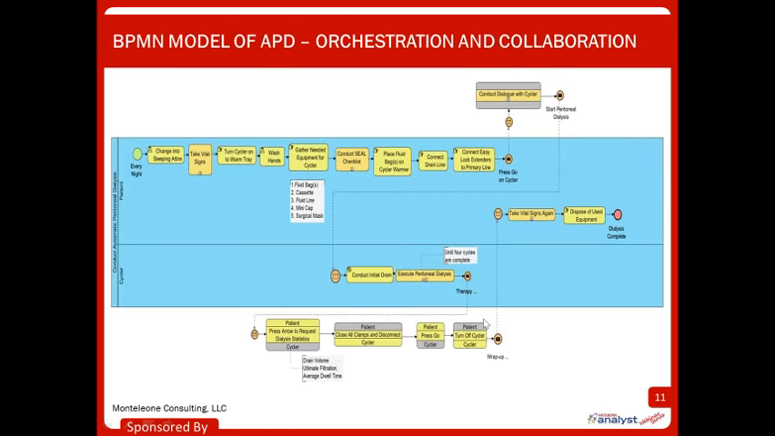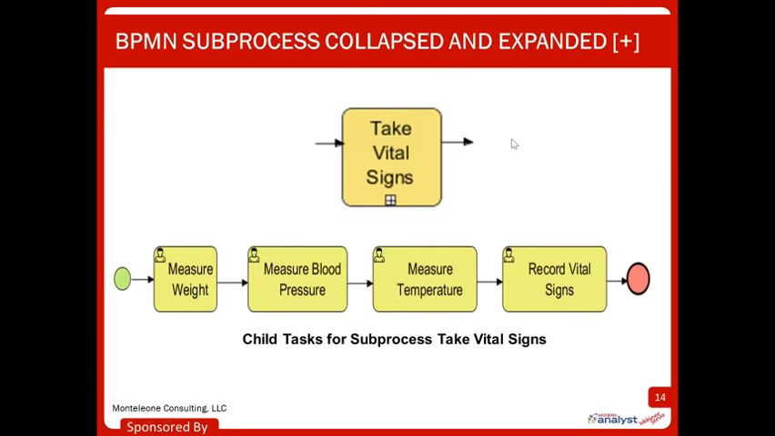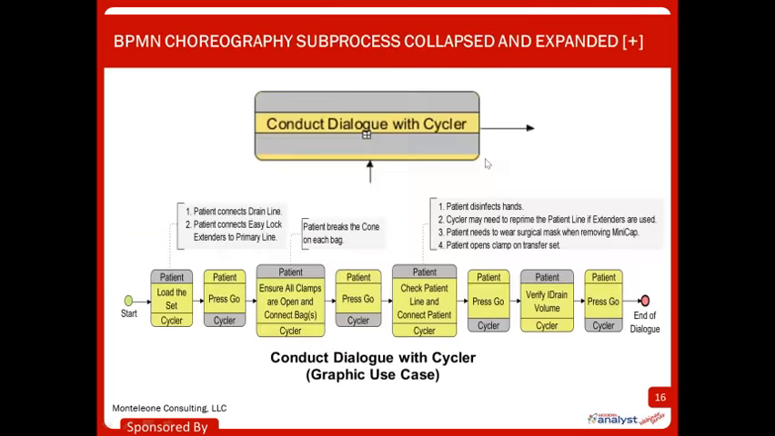Okay, so we've talked a bit about, let's go back just for a minute. We've talked about orchestrations. We've talked about collaborations that are connected through these dotted lines. And in addition to that, we've also talked about subprocesses, events, tasks, things that can be collapsed, things that can be expanded, and we also included something called choreography that can be a conversation through, let's say, a couple of actors.